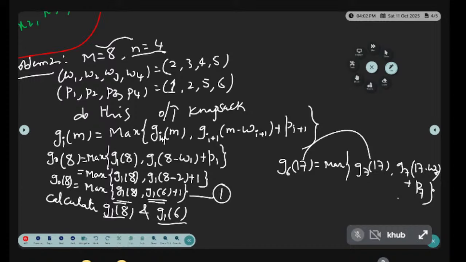Find out G1 of 8 and G1 of 6. Can anyone tell me G1 of 6 at least?